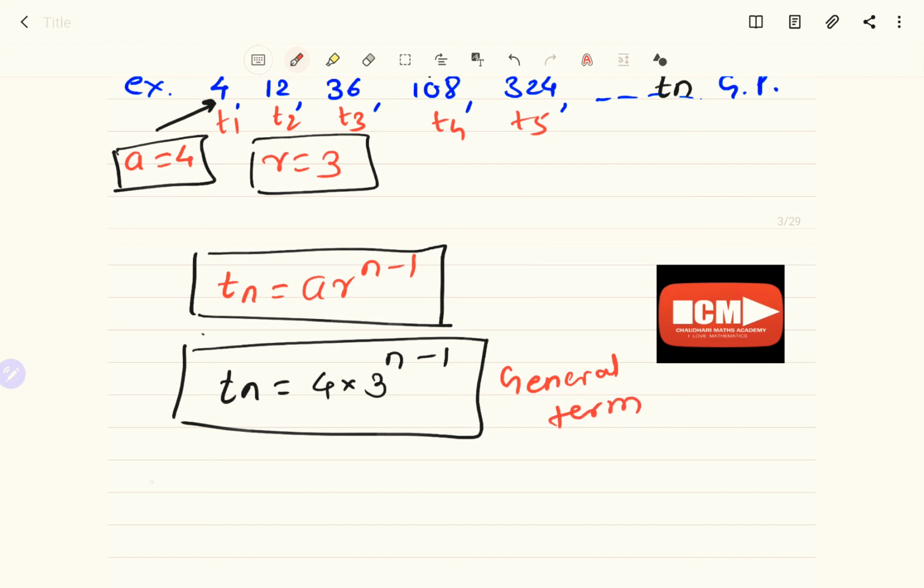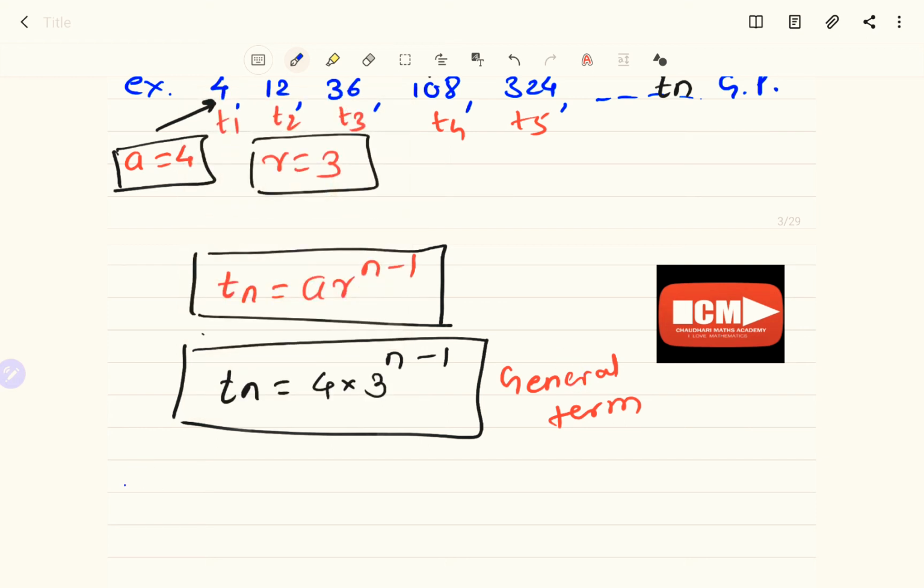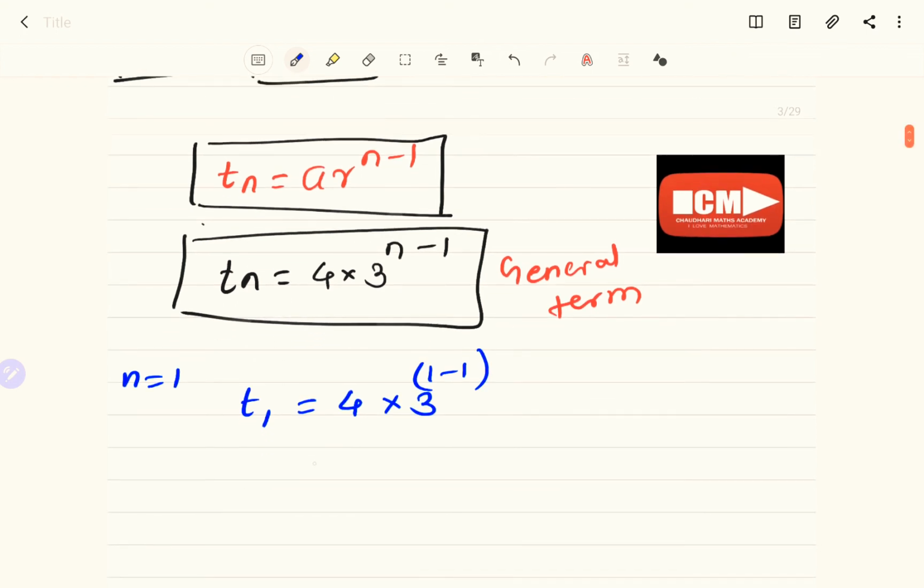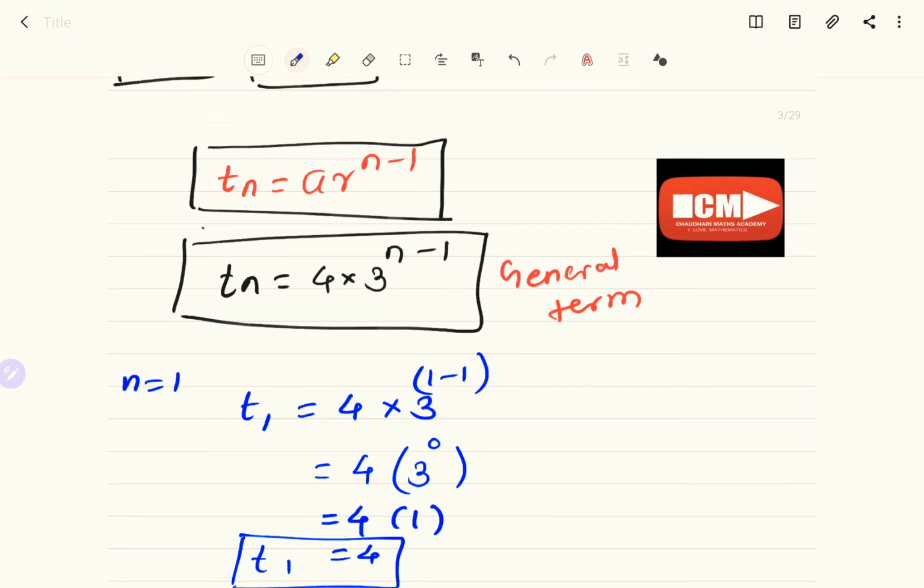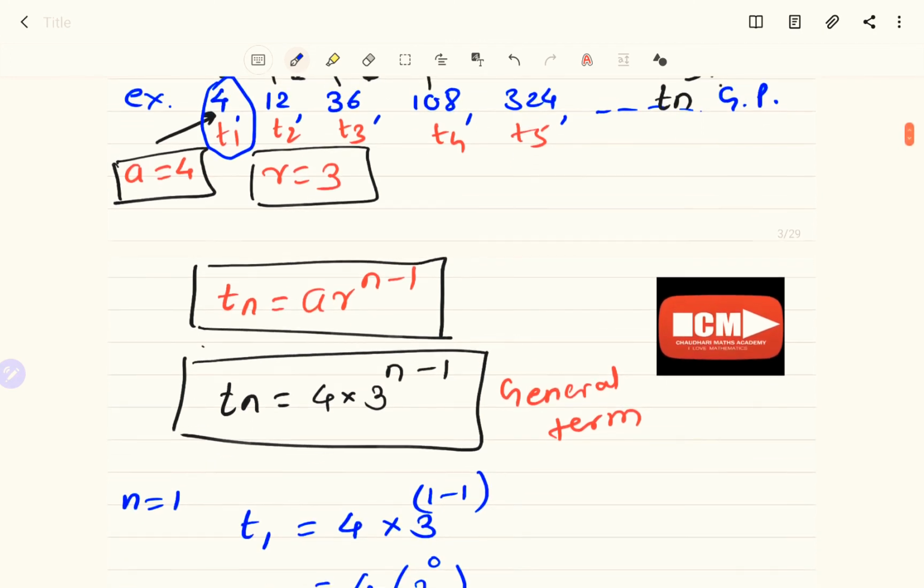The reason you will realize after doing these few calculations. Here I am taking n equal to 1. If you take n equal to 1, that indicates T1. So it's 4 into 3 raised to n minus 1, which in this case is 1 minus 1. If you observe, I am keeping this 4 as it is. This is 3 raised to 0. Anything raised to 0 in maths is 1. So the final answer is 4 for the first term. And if you observe, the first term of this example is 4. So here we got the first term of this example.